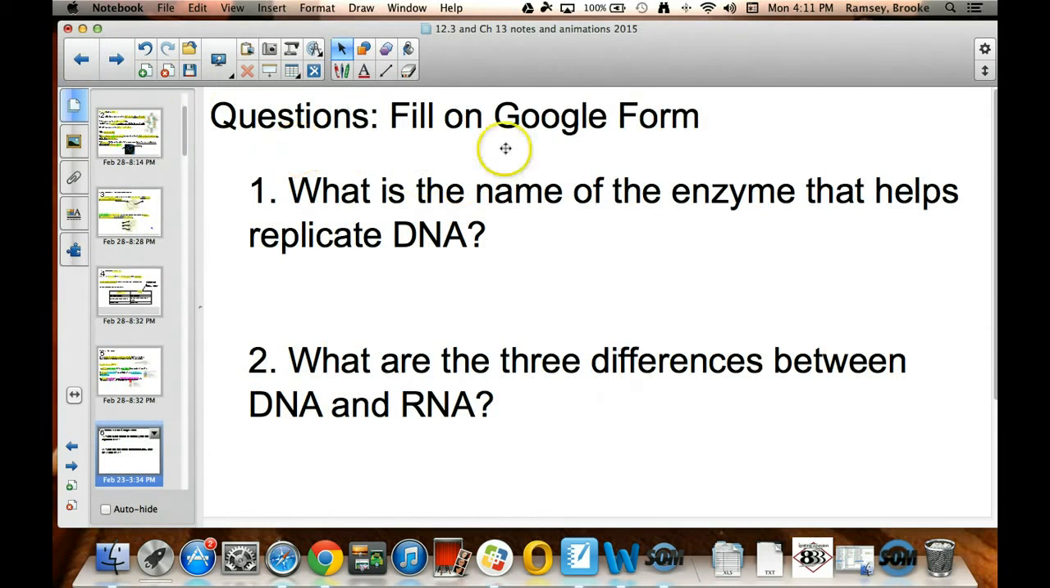So here are the questions to fill out on the Google form. First question is, what is the name of the enzyme that helps replicate DNA? And what are the 3 differences between DNA and RNA?